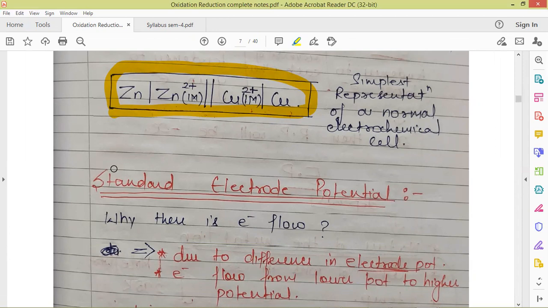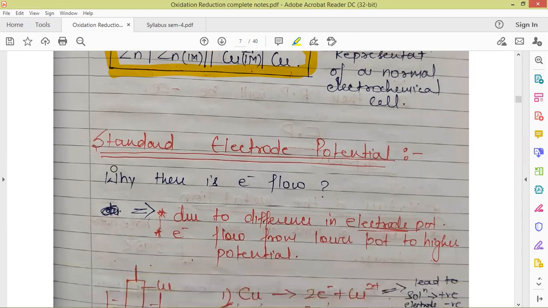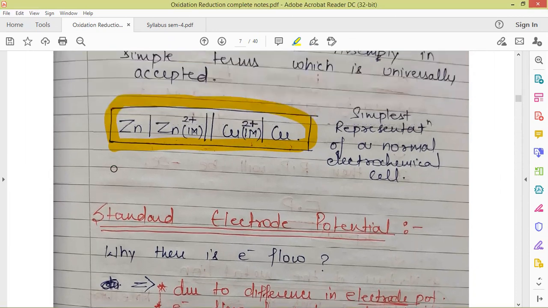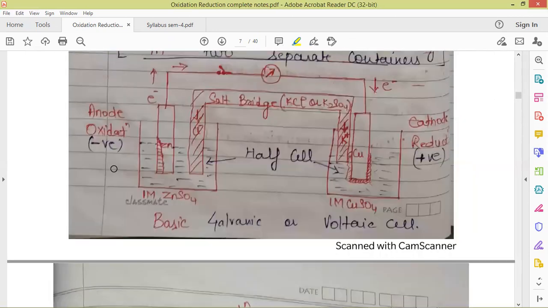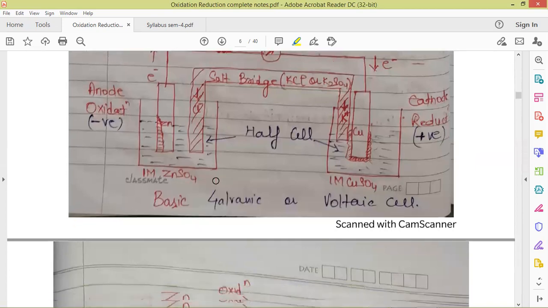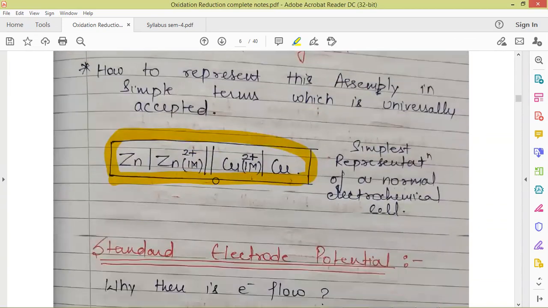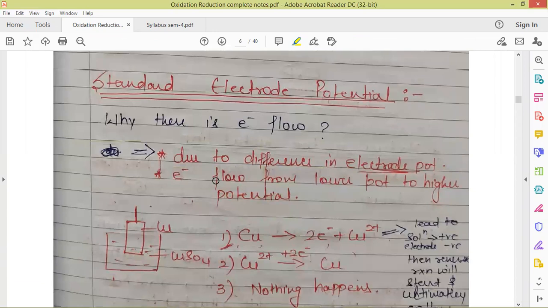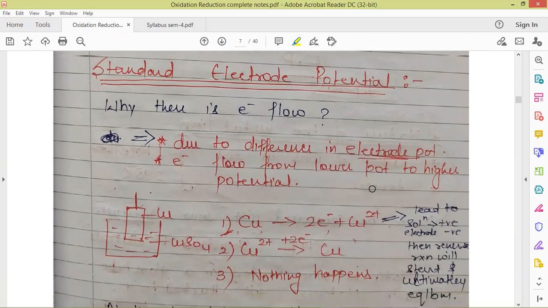Now, what is standard electrode potential? Before proceeding to it, we should know why there is an electron flow. Why do electrons flow when we assemble this setup? The answer is that there is a difference in the electrode potential, and due to this difference, electrons flow from the lower electrode potential to the region of higher electrode potential.